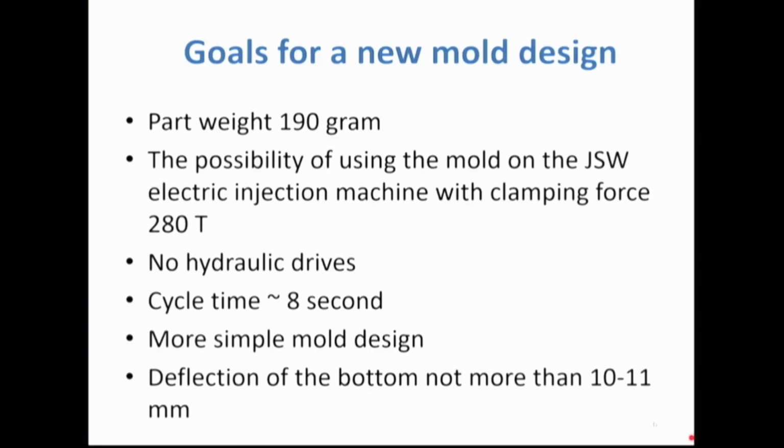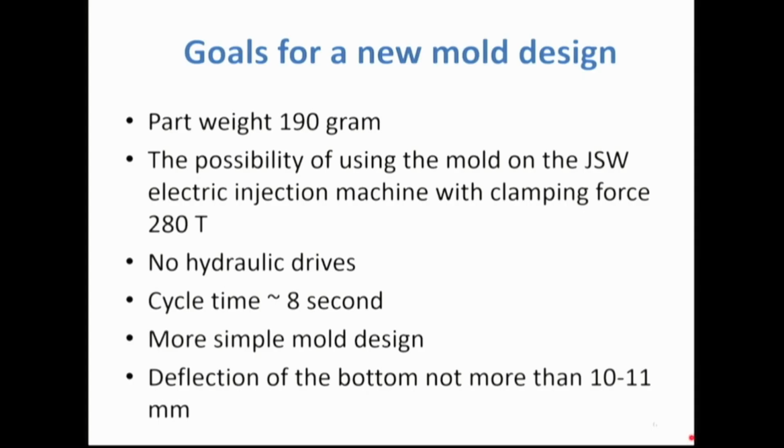So on the slide you can see our goals for this project, because we made a rough analysis at the beginning, and this is what we would like to promise to our customer that we realize for the exactly same part. So we want to go down with a part weight up to 190 grams. We want to go down to a machine size of up to 280 tons compared to 450 tons. No hydraulic drives, because we want to use a full electric machine. And on a typical mushroom crate mold, the slides are moved by hydraulic pistons. So in this case we want to remove it.